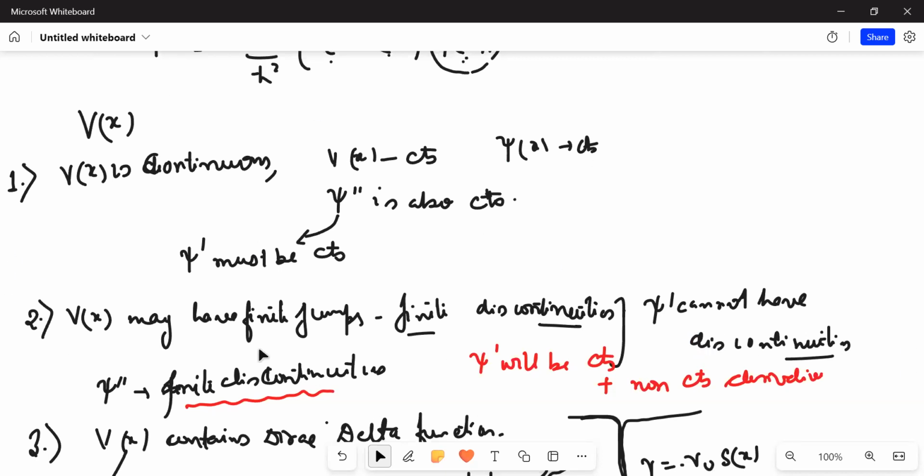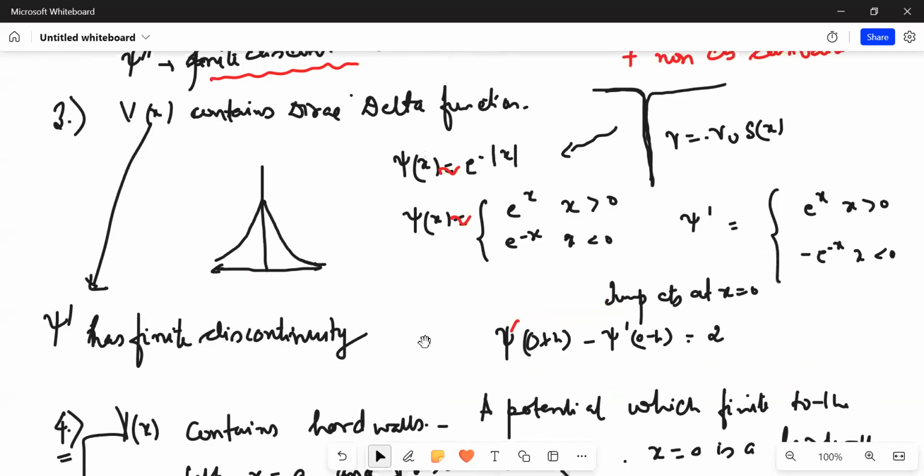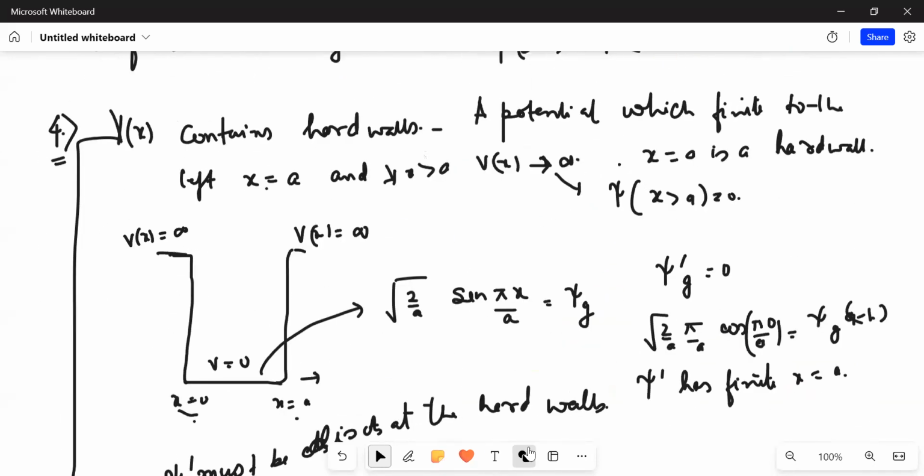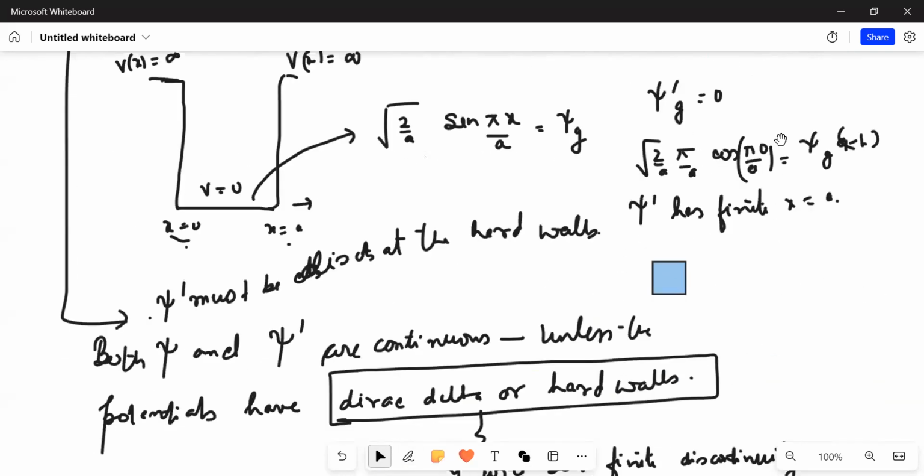These cases we are going to see as we discuss one-dimensional potentials in detail. Right now I've just given you a little bit of a sketch of it. Okay, I hope this is clear.